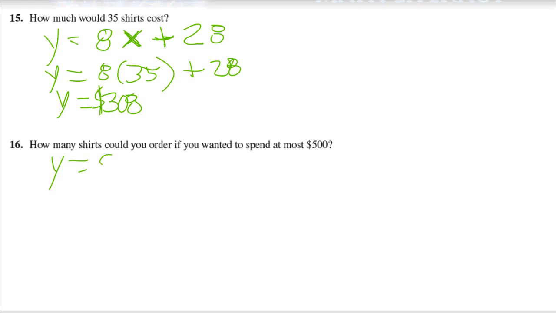Question 16, we're using that same formula. You don't have to write it every time, I just do that for your benefit. You want to spend at most $500. Okay? And at most $500, so I'm going to put my $500 in here.